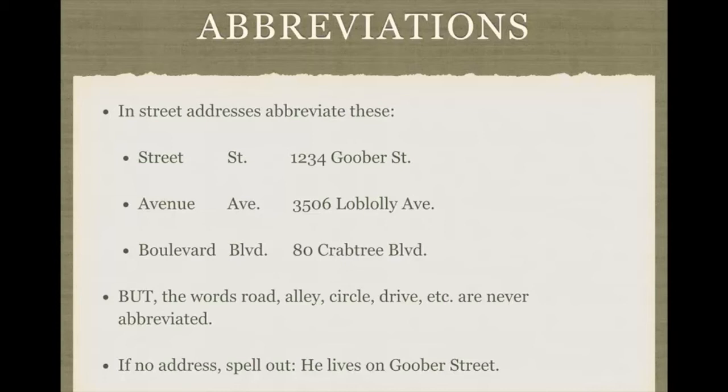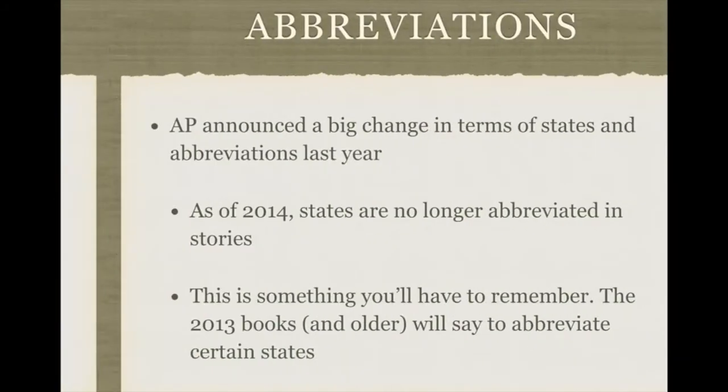If you do not have the numeric address, so you're just saying the Walmart on Crabtree Boulevard, you would spell out Boulevard because you're not saying the Walmart at 4333 Crabtree Boulevard. So hopefully that makes sense. Street, avenue, and boulevard, the only three roadway titles that you will abbreviate, and you only do so when you have the numeric address going in front of the street name.